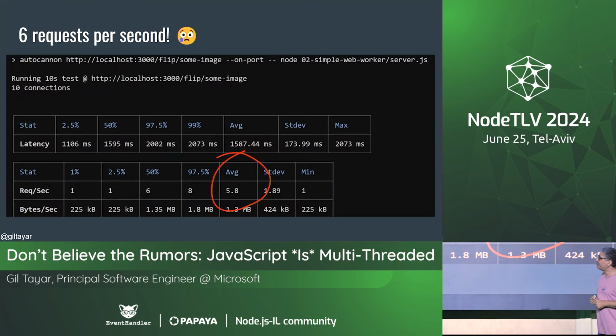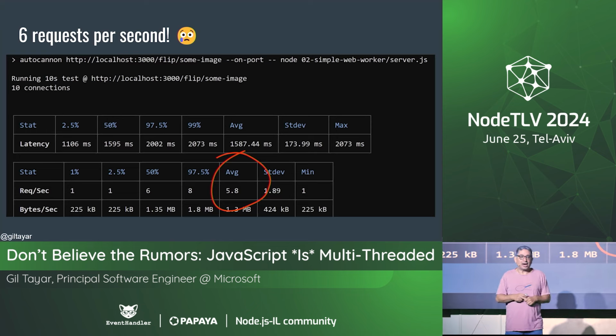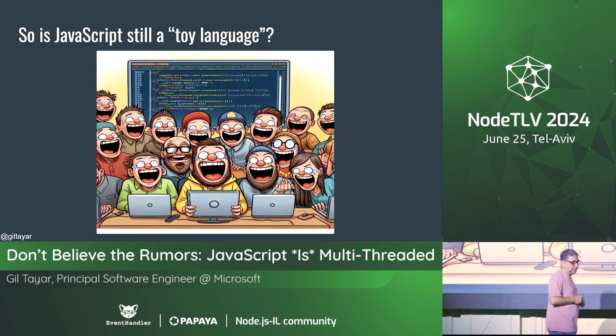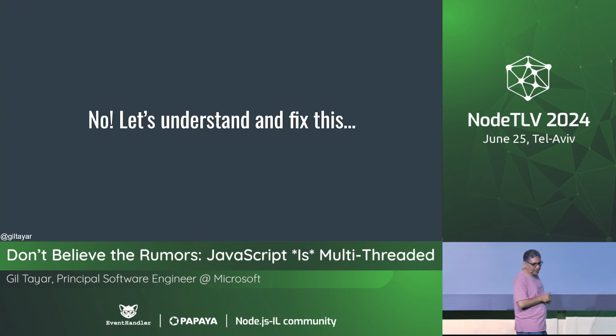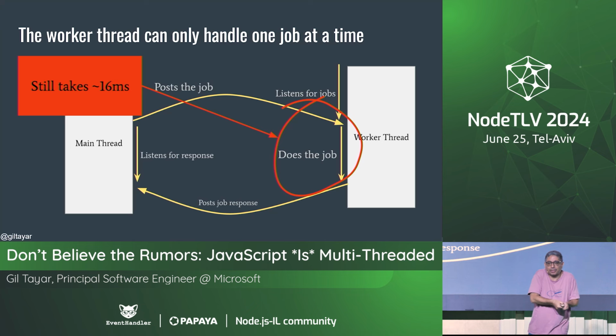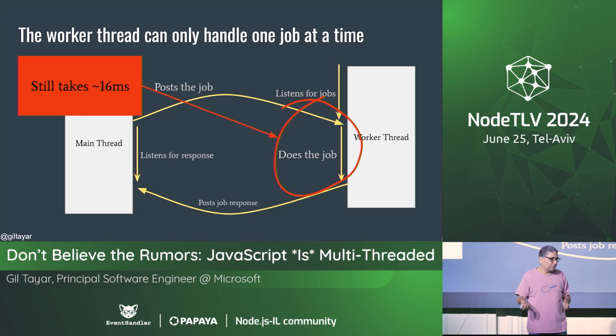Oh, same, 6 requests per second. Huh? But we used web workers, right? Why did this happen? Is JavaScript still a toy language? No, let's understand. We have one worker. So we just moved the waiting from the main thread to the worker. The worker is still doing the 16 milliseconds and waiting on it. So we just moved the problem. We didn't solve the problem. Okay? This is like the government does.